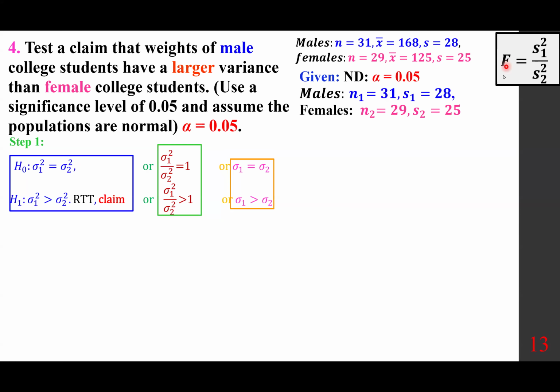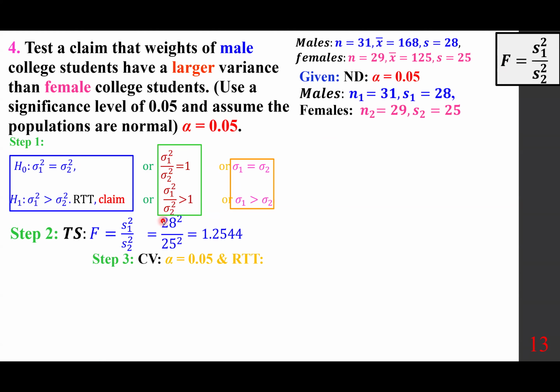The second step is the test statistic. F is S1 squared over S2 squared. And again, we have the given. So 28 squared over 25 squared. Again, by choice, we put the larger one at top. That's how we choose the groups, and F is 1.254.